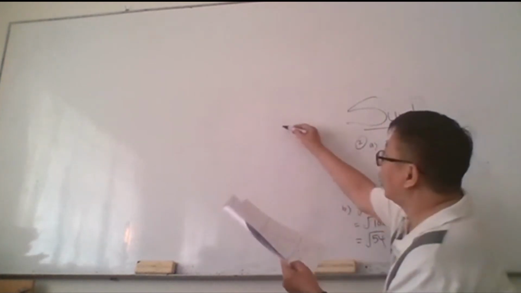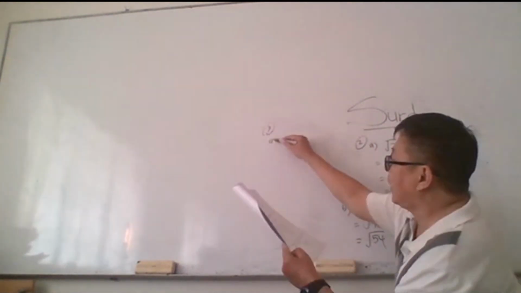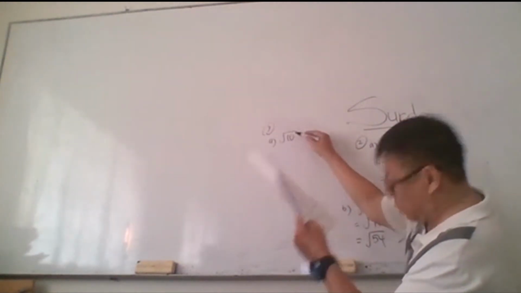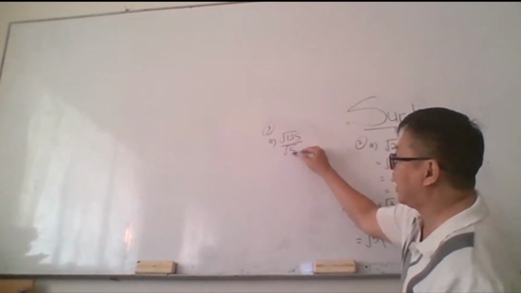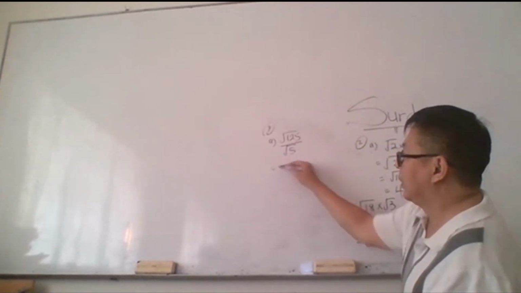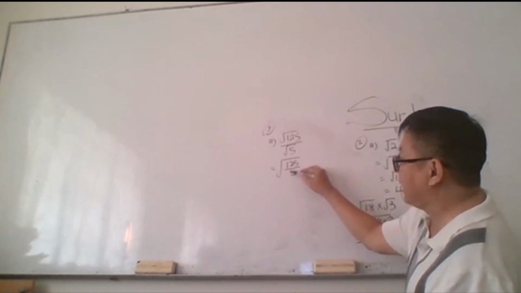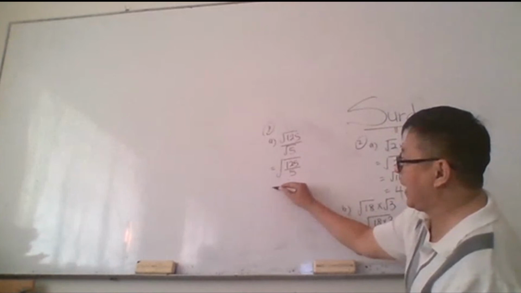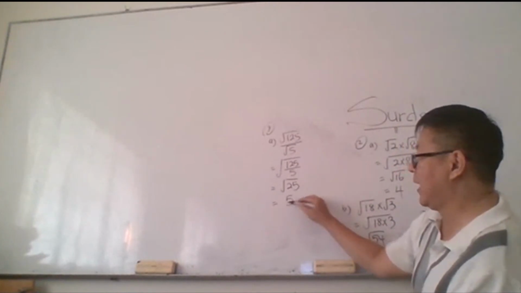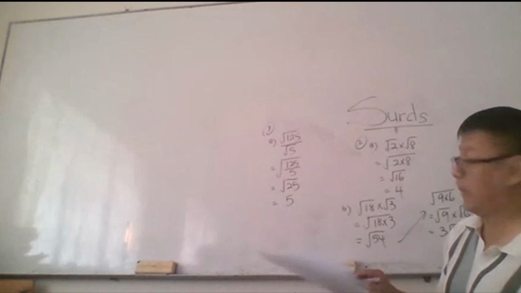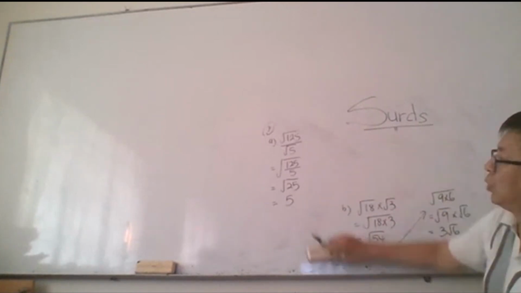So what about number 3? We finished 2 already. Now number 3, square root of 125 divided by square root of 5. Okay, so this one is the square root of 125. We will combine them, and after we combine, then we can simplify so that you will get 5. This is for your 3a.